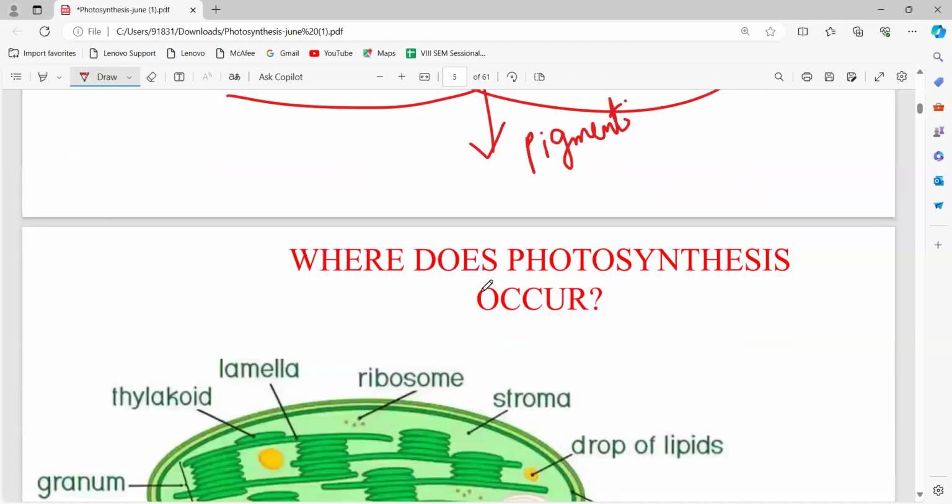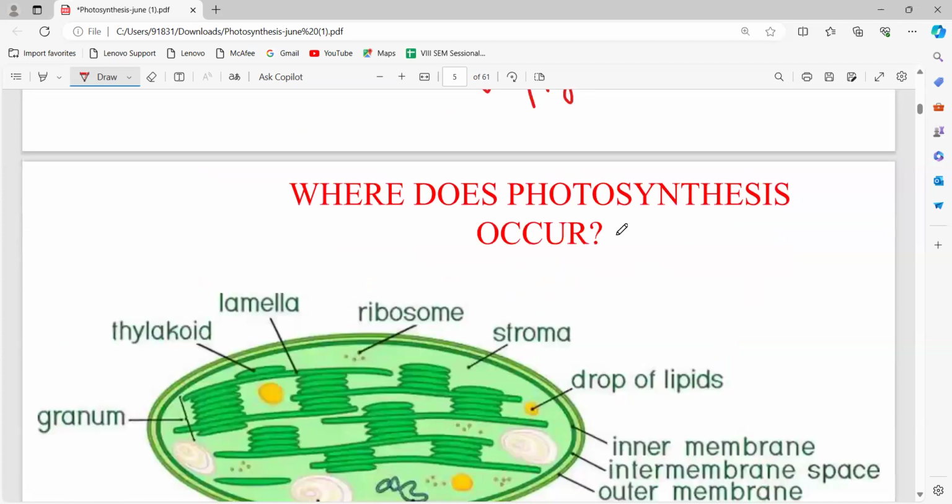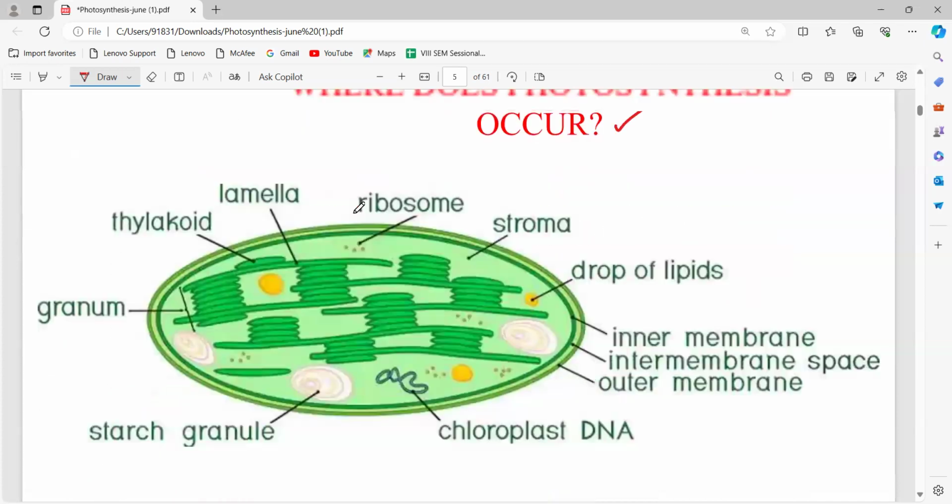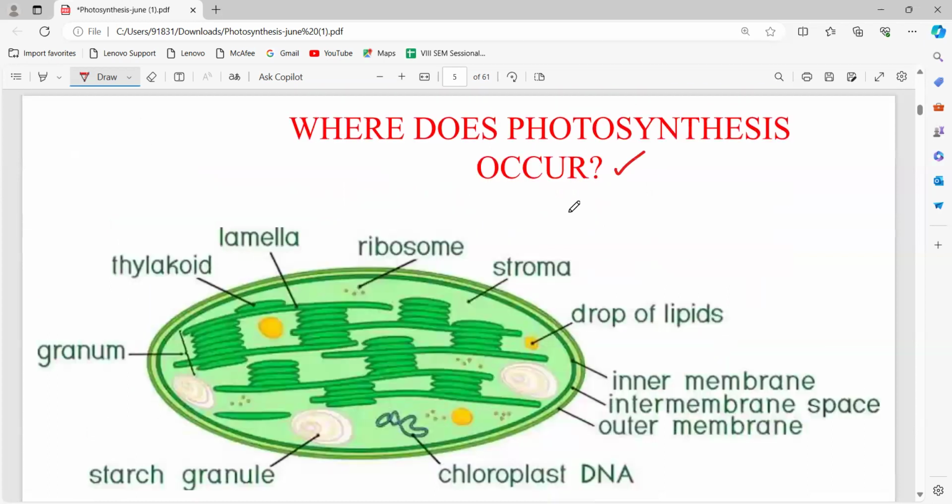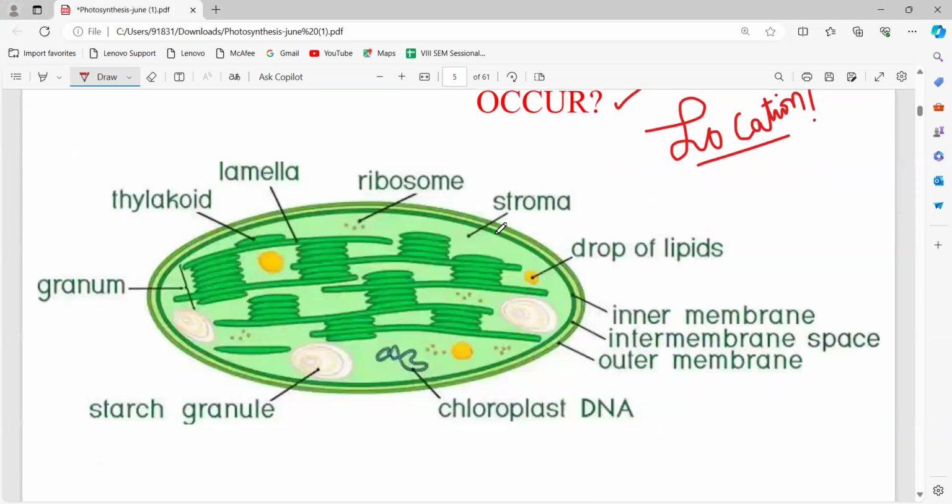Now, a very common point I want you to remember: where does the process of photosynthesis occur? This is the most important one here. In our competitive exam, always mark my words, most of the questions will come from locations. So whatever lesson you are reading, whenever you come across any location, it is very important to remember it for the exam. Where does photosynthesis actually take place?